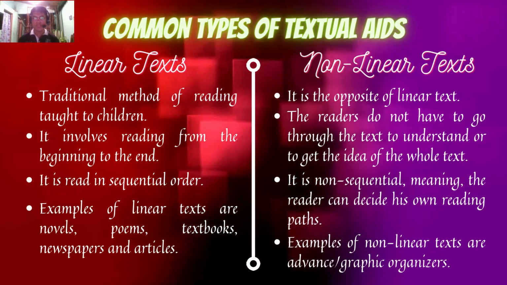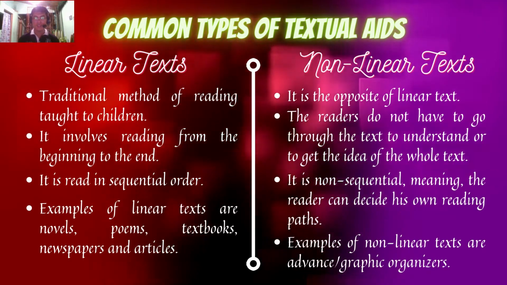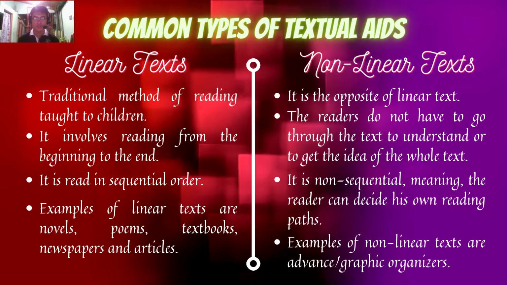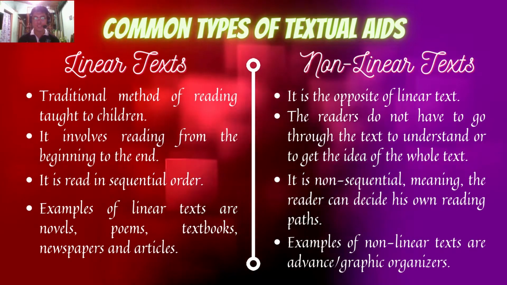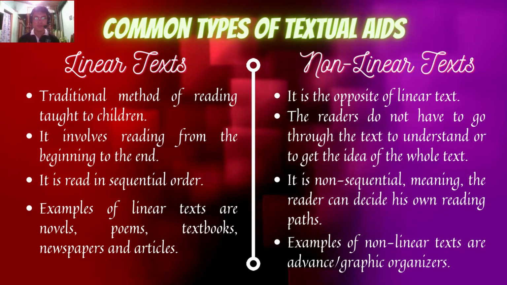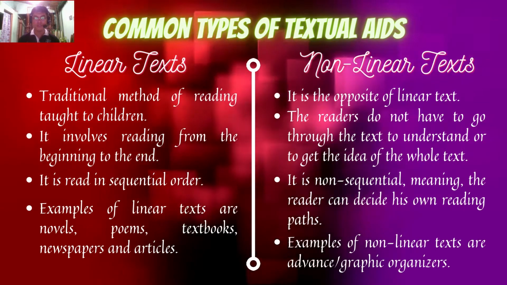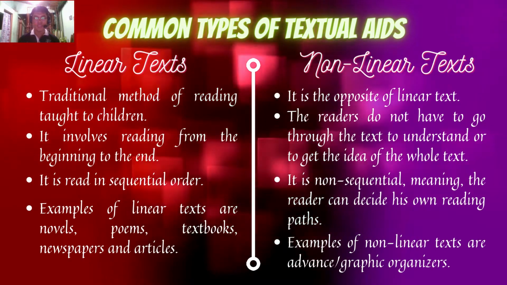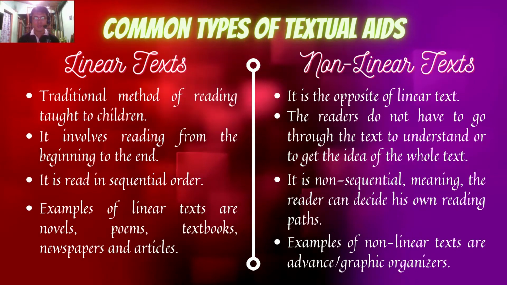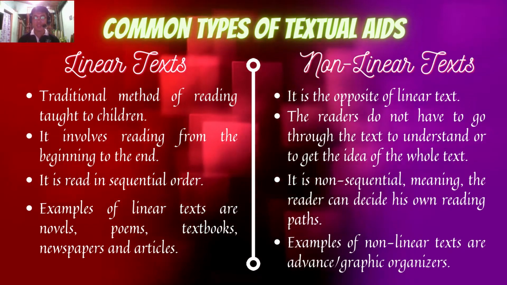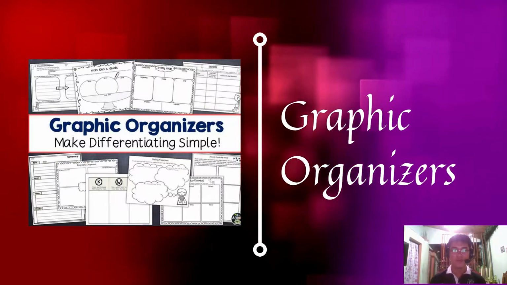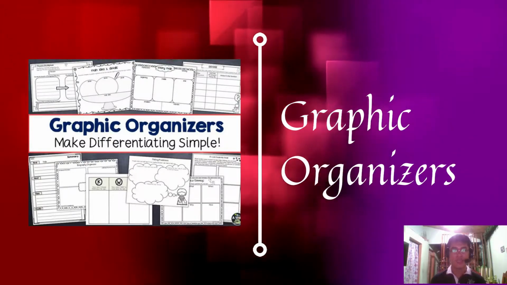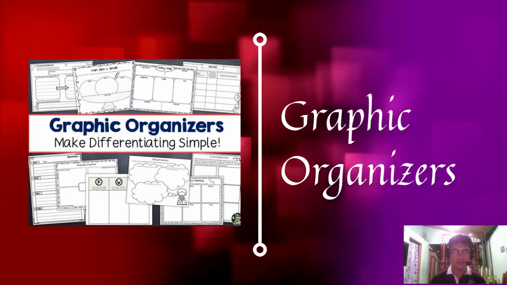Next, we have the nonlinear text. It is the opposite of linear text. The readers do not have to go through the text to understand or to get the idea of the whole text. It is non-sequential, meaning the reader can decide his own reading paths. Examples of nonlinear text are advanced or graphic organizers. Moving forward, the focus of our lesson this week is on advanced or graphic organizers.